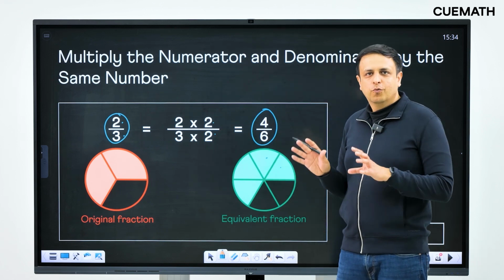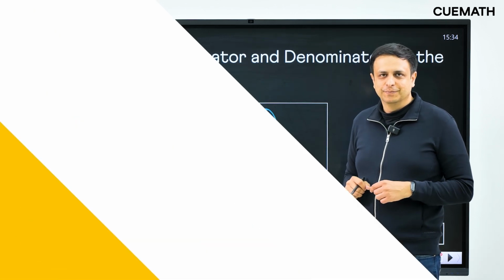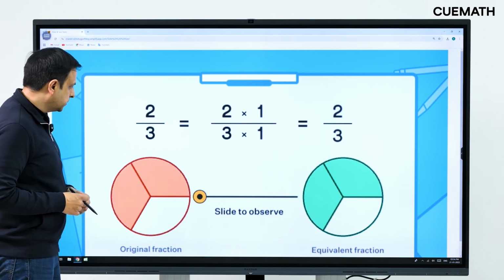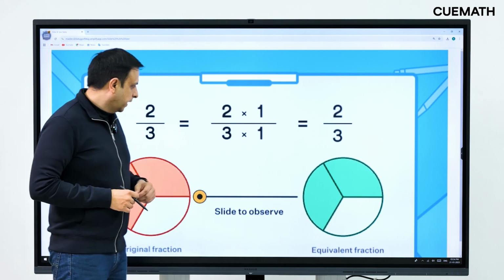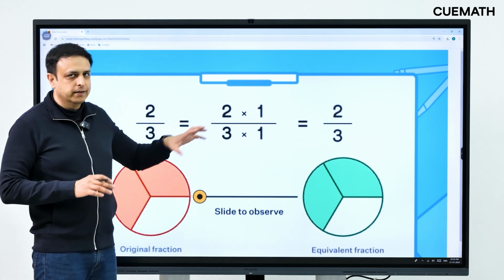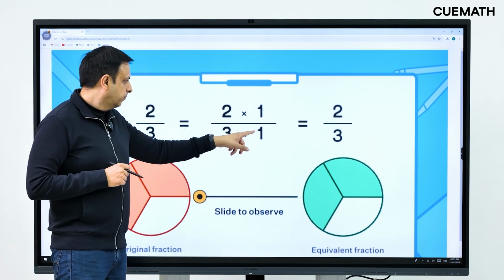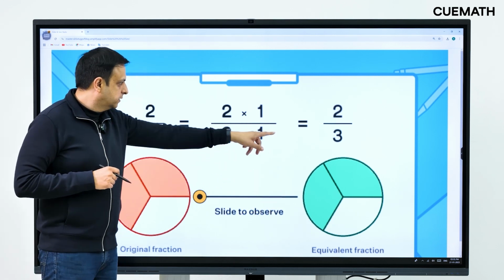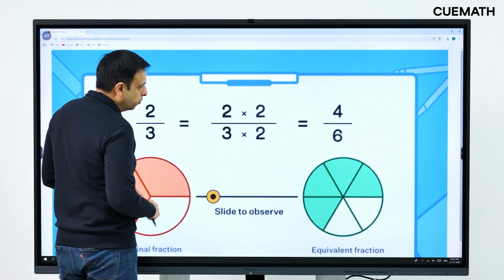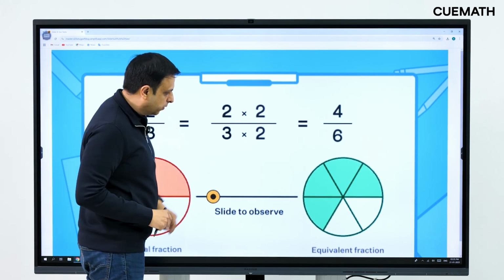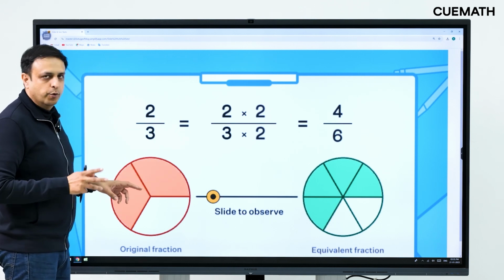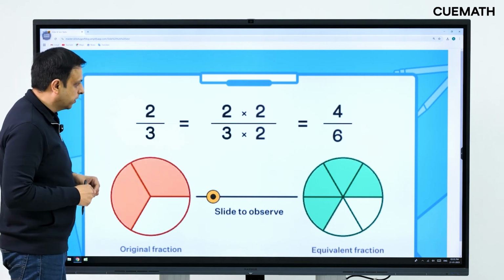Now let me help you visualize this better with a simulation. Here is a simulation with this original fraction 2 over 3, and this is the equivalent fraction that we will get by multiplying the numerator and denominator with the same number. Right now we are multiplying with 1, so the equivalent fraction is still 2 over 3, but let's increase this number. First we go to 2, so you can see now this equivalent fraction is 4 over 6, a different fraction but it represents the same portion of the whole, so it is equivalent to the original fraction.